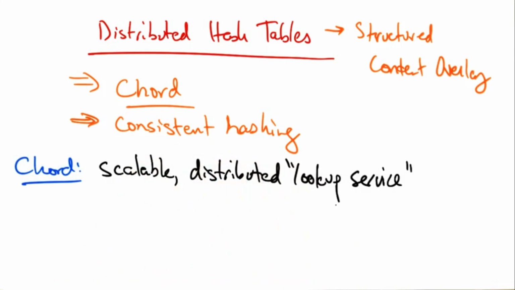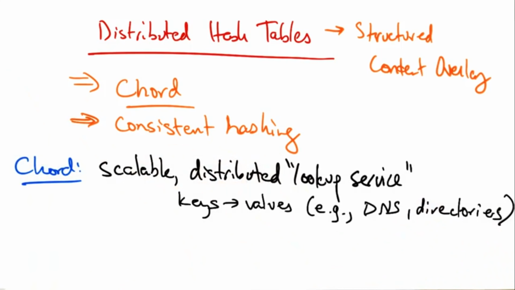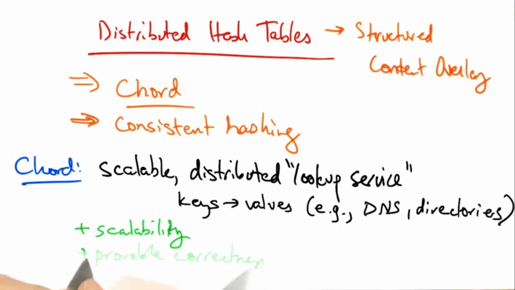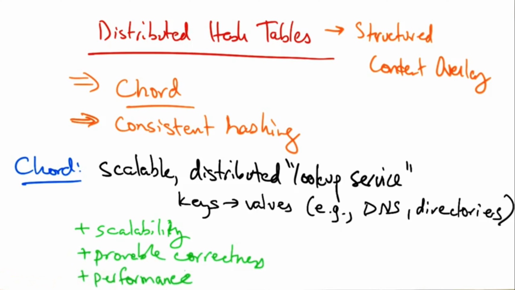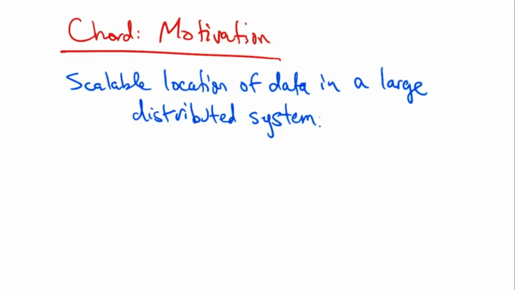A lookup service is simply any service that maps keys to values. Examples of lookup services on the Internet include DNS and directory services. CHORD has some desirable properties, including scalability, provable correctness, and reasonably good performance that's also fairly easy to reason about. The main motivation of CHORD is scalable location of data in a large distributed system.